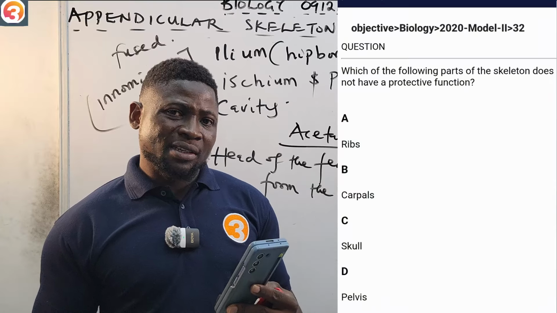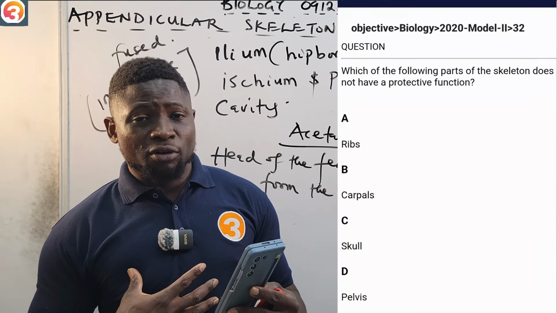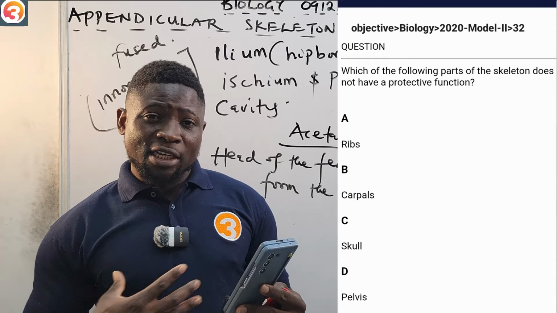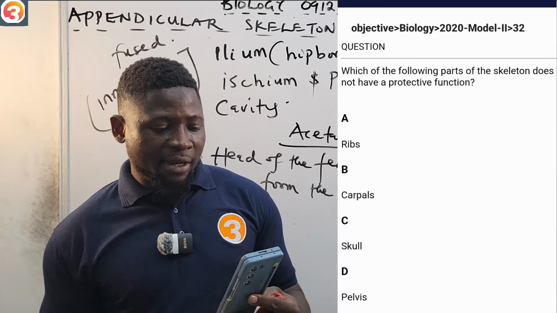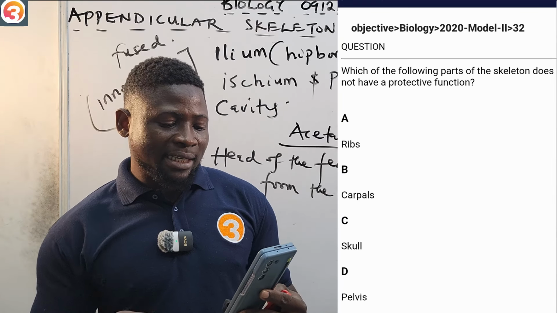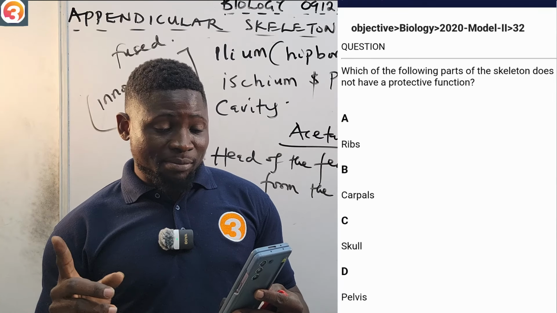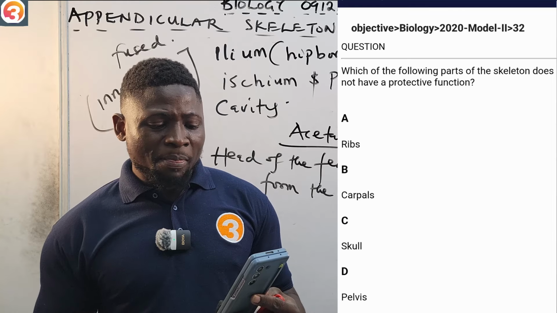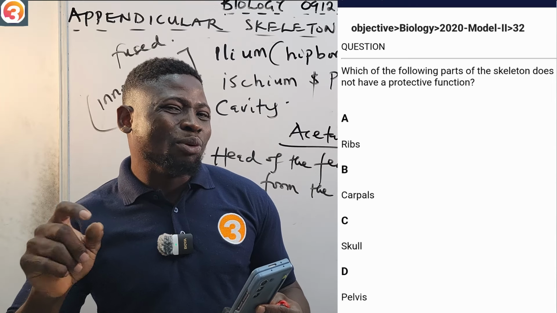Biology 2020 number 32 says, which of the following parts of the skeleton does not have a protective function? A, say the ribs. Ribs have a protective function. They protect the rib cage, our heart and our lungs. B, the carpals, let's keep that. C, say the skull. Let's keep that. D, the pelvis. Which of the following does not have a protective function?